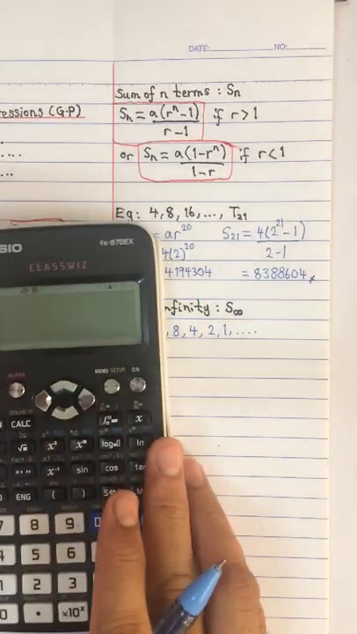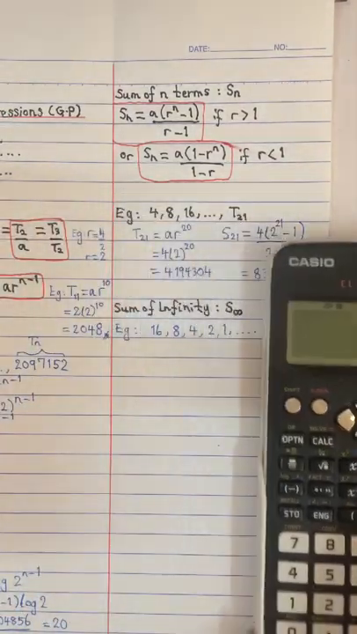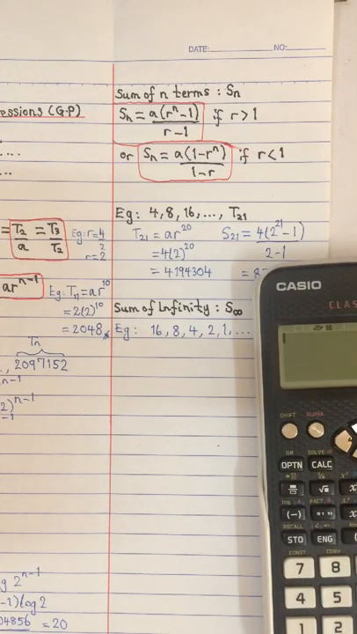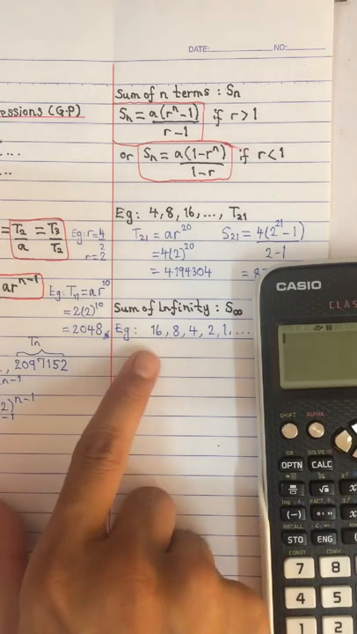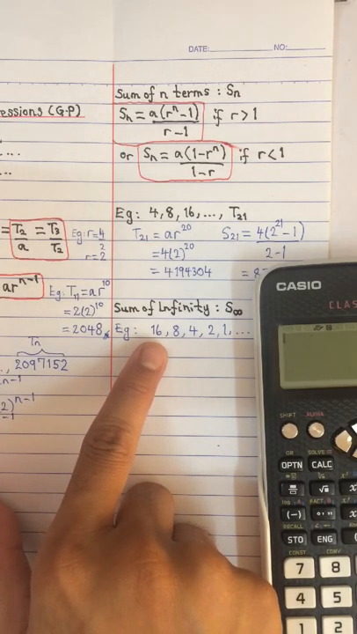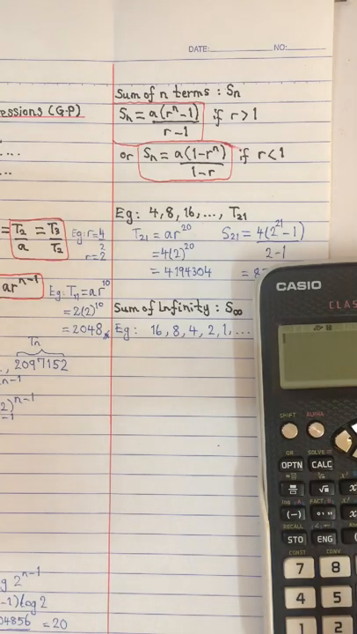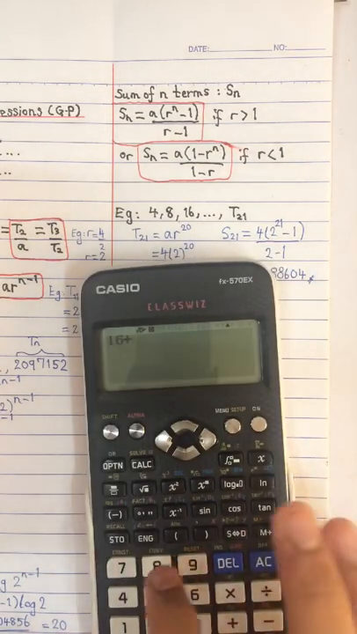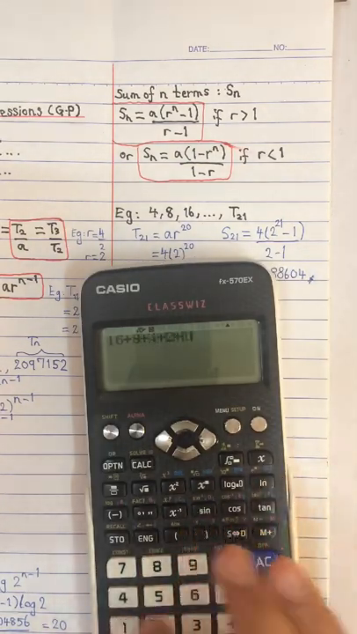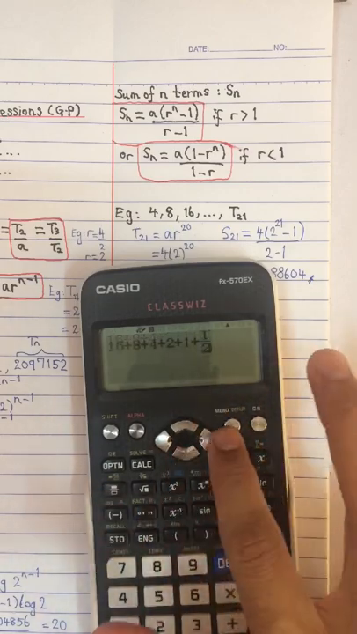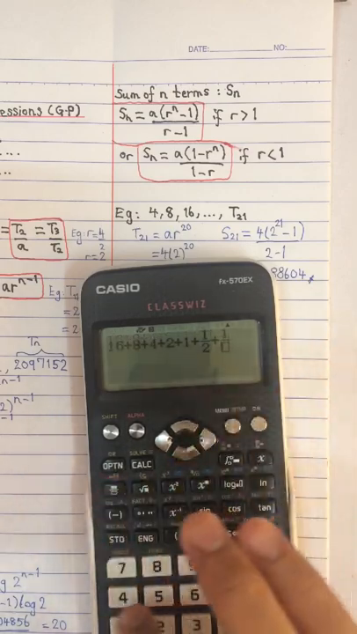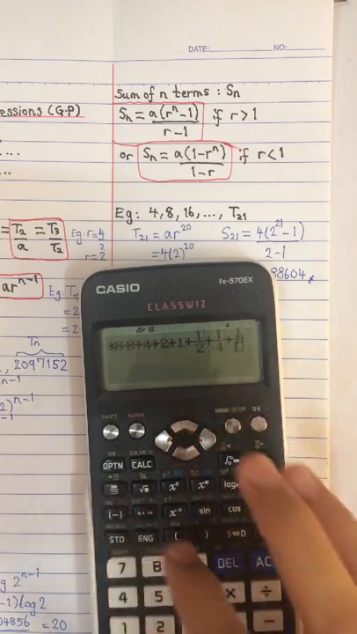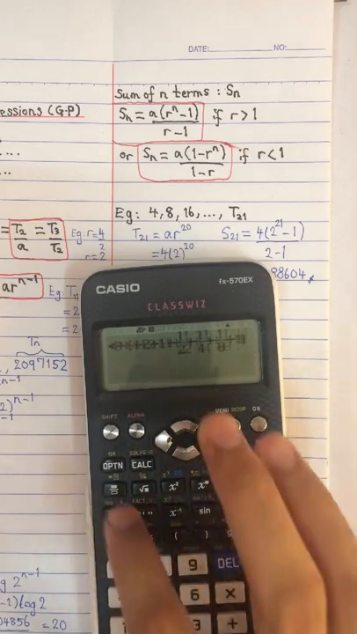The idea behind sum of infinity is like this. When you have a number sequence and your R is less than 1, as you can see from this example, if you find your R, you get 1 over 2. If you have R as 1 over 2 or any number which is less than 1, you can find the sum of infinity. If you add 16 plus 8, plus 4 plus 2 plus 1 plus 1 over 2 plus 1 over 4, plus 1 over 8, plus 1 over 16.